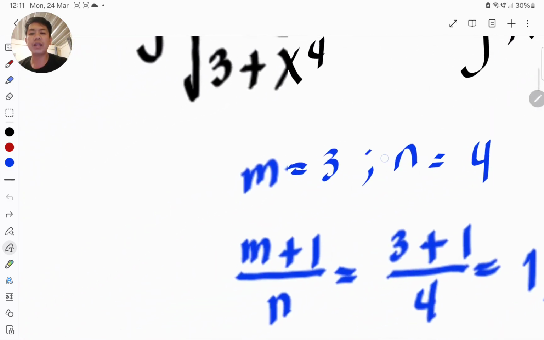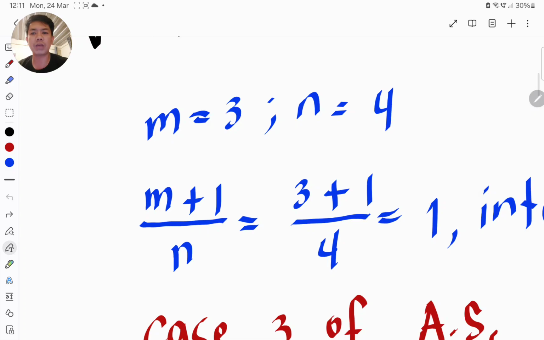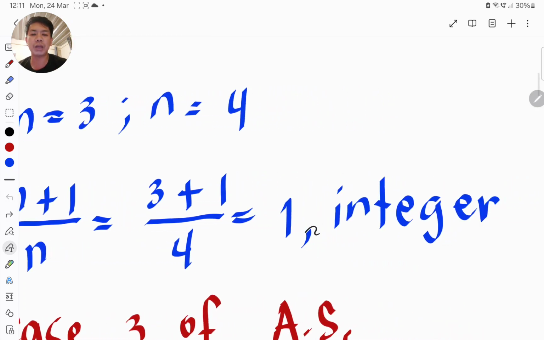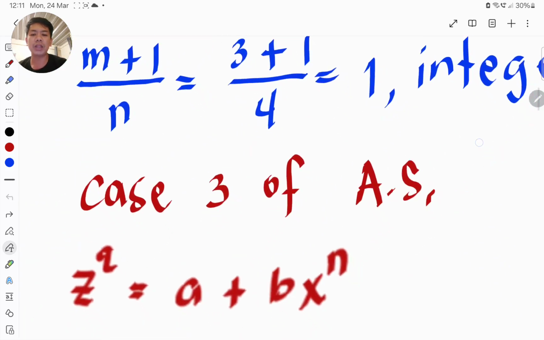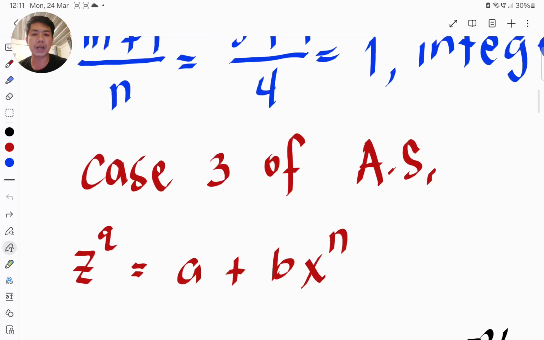Identifying these values of m and n, we have 3 and 4. Then getting the one requirement for case 3, that is m plus 1 all over n, we have 3 plus 1 all over 4, which is equal to 1. Since we met the requirement of case 3, which is that this should be an integer, and 1 is an integer, therefore we can use case 3 from the algebraic substitution, and we're going to utilize the equation presented, which is z raised to q equals a plus bx raised to n.